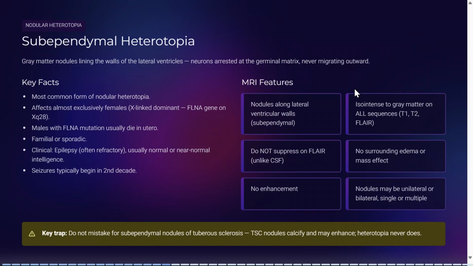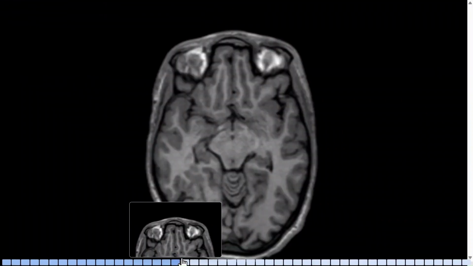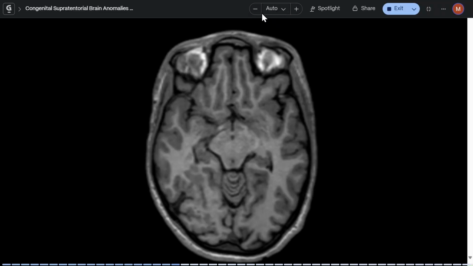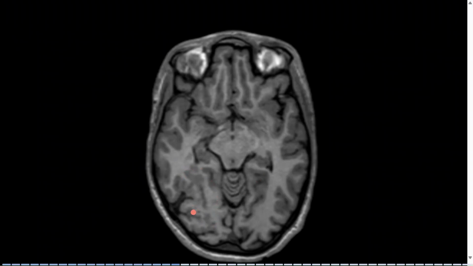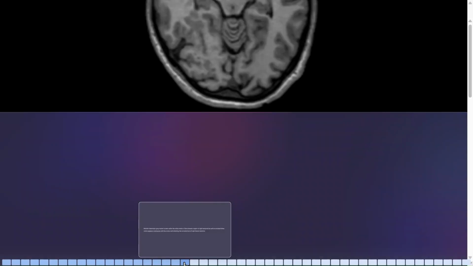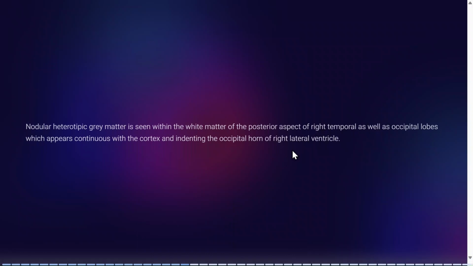Now coming up to another image. In this image, we can see that there are some gray matter areas that are visible here, like in these areas. So these are some abnormal gray matter areas in the posterior cortex. So what could these be? Let's understand that we are reviewing an MRI in which there is nodular heterotopic gray matter within the white matter of the posterior aspect of the right temporal as well as occipital lobes, and they appear continuous with the cortex and indent the occipital horn as well.